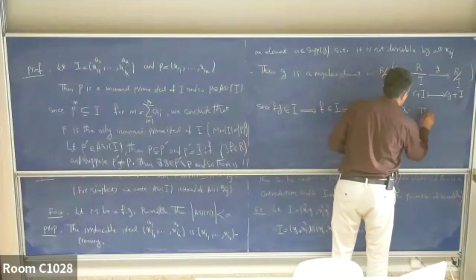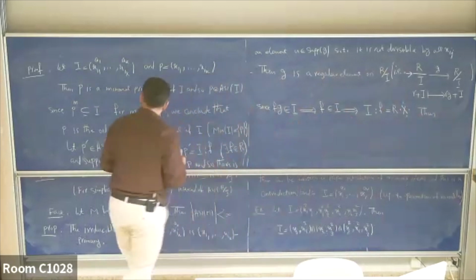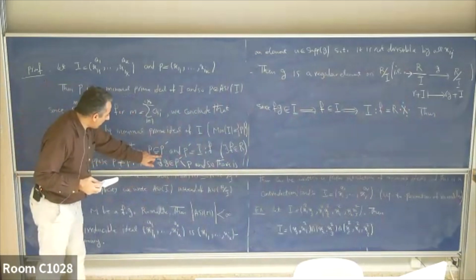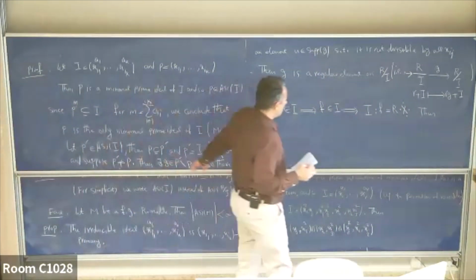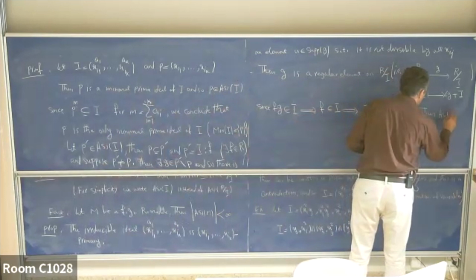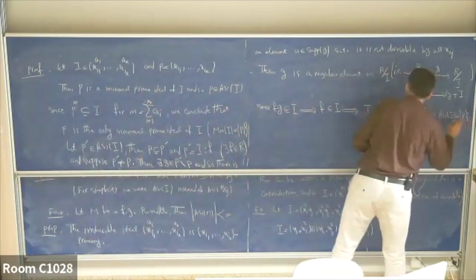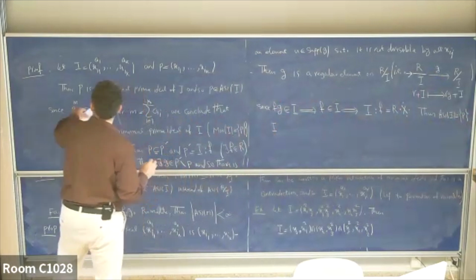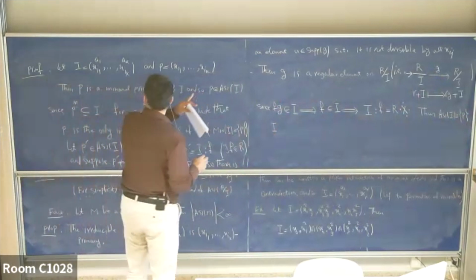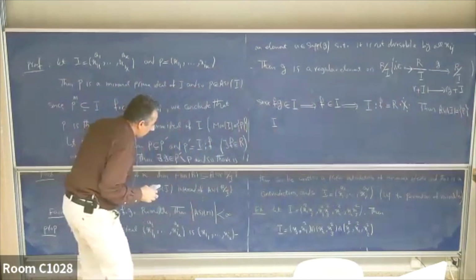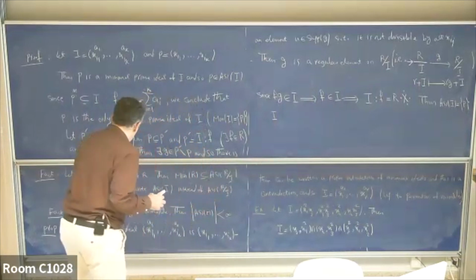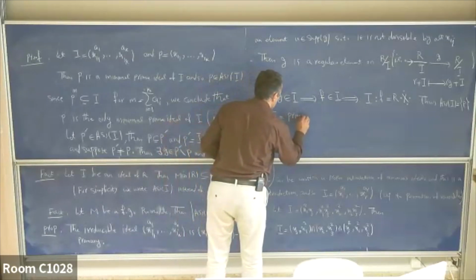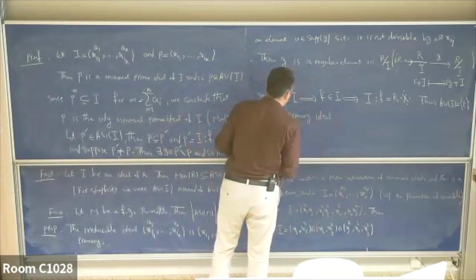So thus a contradiction with this assumption, the assumption that P' belongs to Ass I and P' properly contains P. This is a contradiction. So Ass I is equal to P, and so I is primary. P is a minimal prime ideal of I, and so I is a primary ideal.